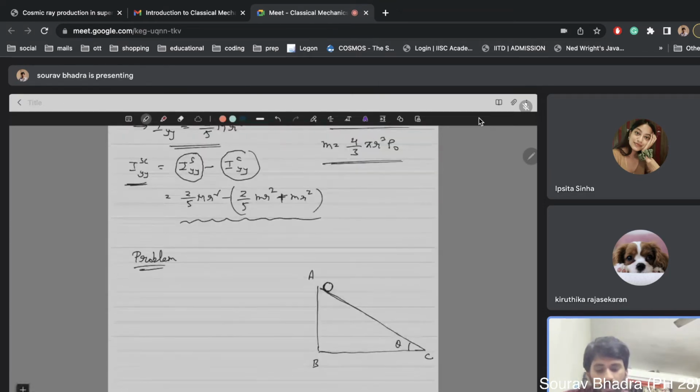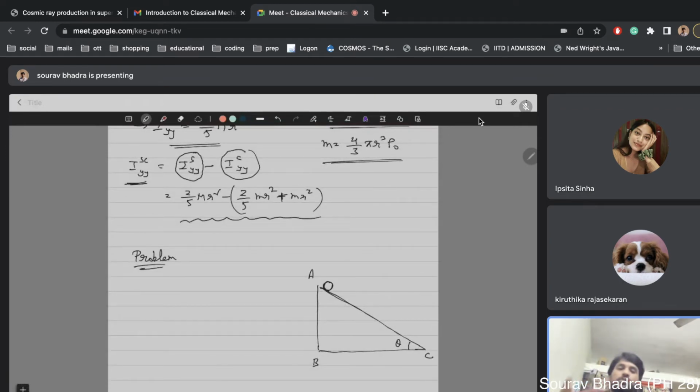As it is rolling from A to C, it is rotating around its own axis. I cannot draw the cylinder in the 2D plane, so it is looking like a sphere. It is actually not a sphere, it is a cylinder, and we are only seeing this part from this direction. So I is half m r square, where r is the radius and m is the mass.